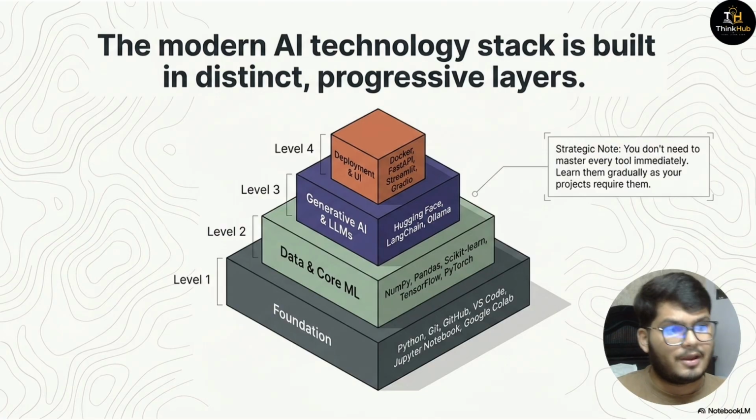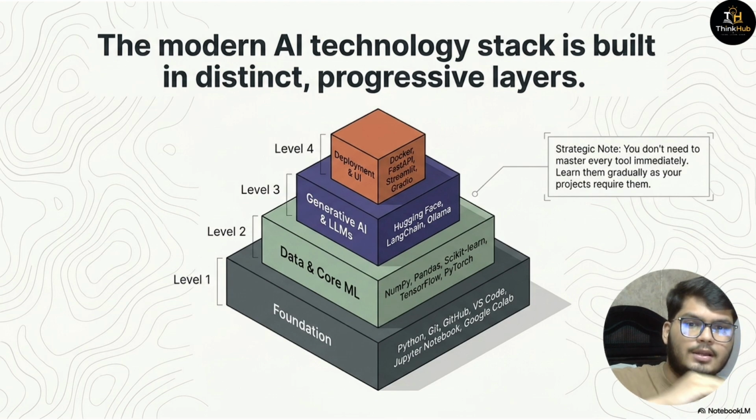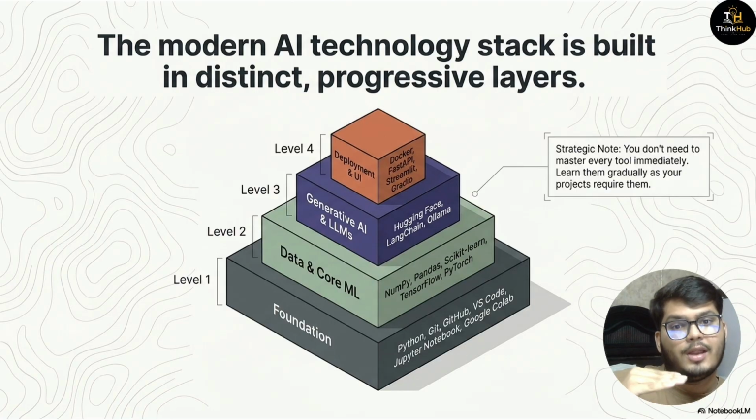So what should be your goal? One month you can give to Python, Git, GitHub, VS Code, to get a basic understanding of what they mean. And then level 2: basically 2 months to give to Python's libraries, that is NumPy, Pandas, Scikit-learn, TensorFlow, and PyTorch.